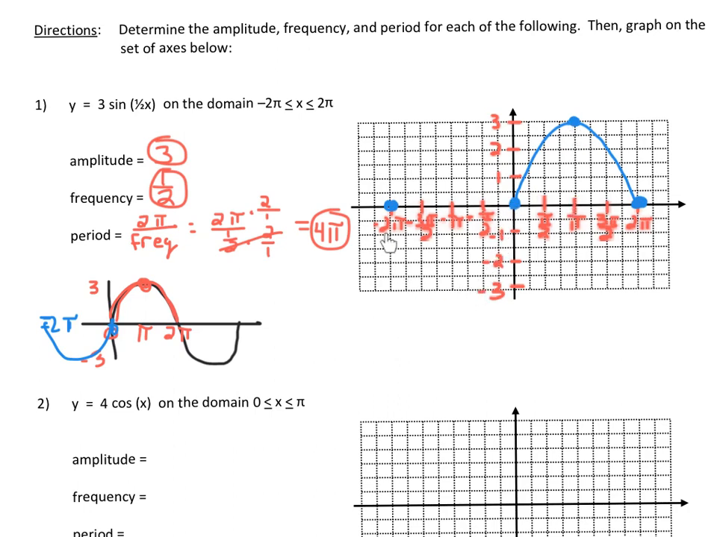If we're working this way, halfway between these 2 points, which is at negative pi, we're going to be down here at our minimum of negative 3. So let's put a point right there at negative pi, negative 3. Okay, and then let's just curve those together. And this is the graph of y equals 3 sine of 1/2 x. So let's make sure we label that.